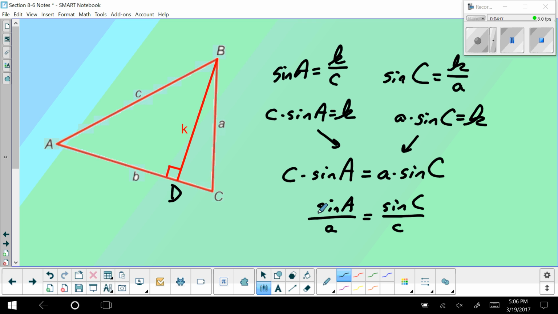To show this also extends to the sine of angle B over B, I would just have to draw one of the other altitudes, usually the altitude from angle C to side AB. But it's the exact same argument then. So the law of sines is allowing us to work with an altitude without actually having to find the length of the altitude. So it's a shortcut for us.